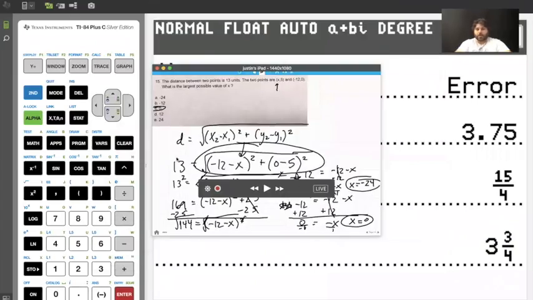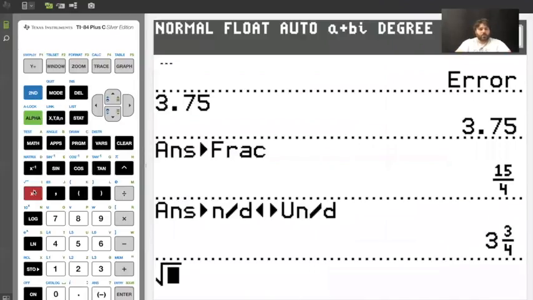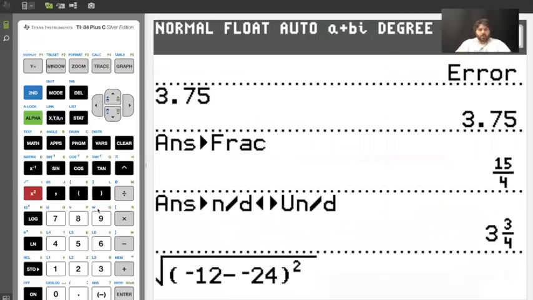We want to make it equal to 13. See how the left side's 13? We want the right side to be 13. So here's what I do. I do square root of -12 minus a number, which first number is a -24. Okay, and then we square that. I'm just writing down the formula here, plus we get -5 squared. I'm just going to simplify that like that.